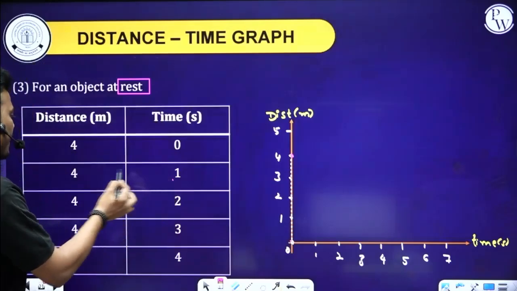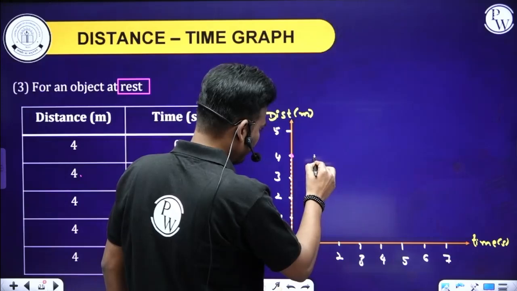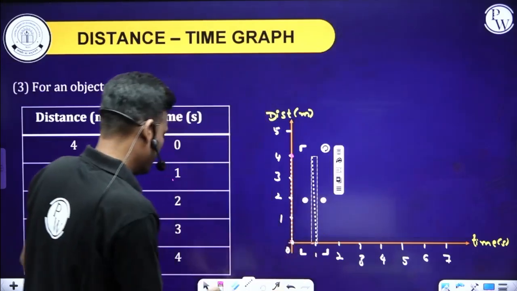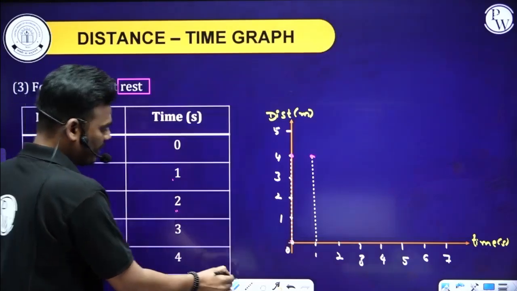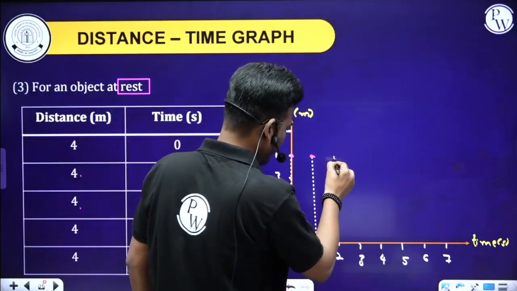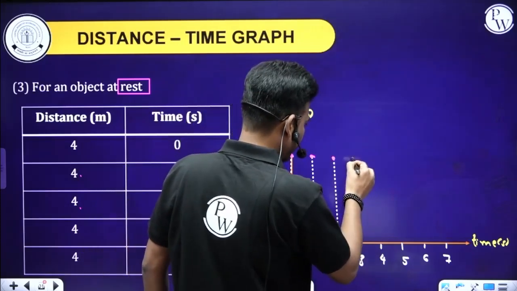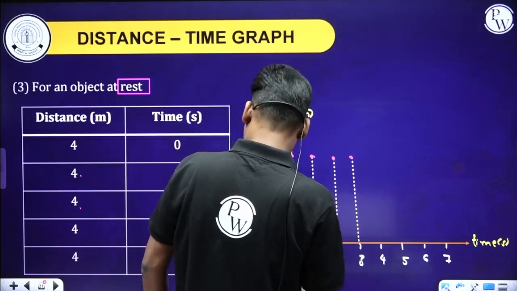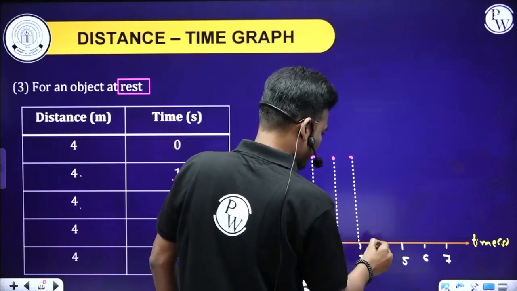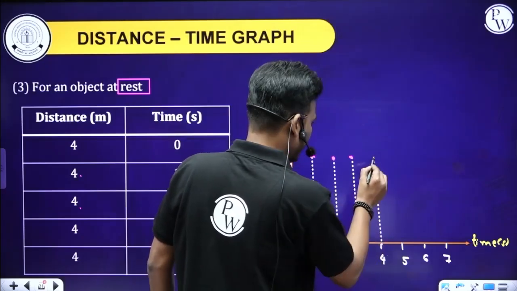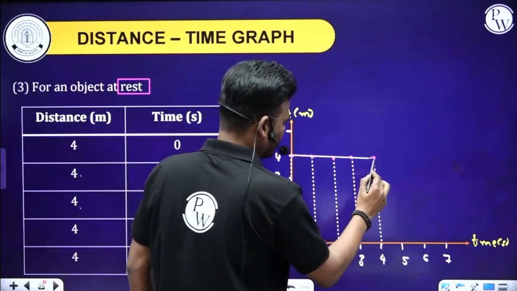At 1 second, 4 meters again. So this is the second point, and at 2 seconds, 4 meters again. At the third second, again 4 meters, and at the fourth second, again 4 meters. Now what you need to do is just join the points with a line.